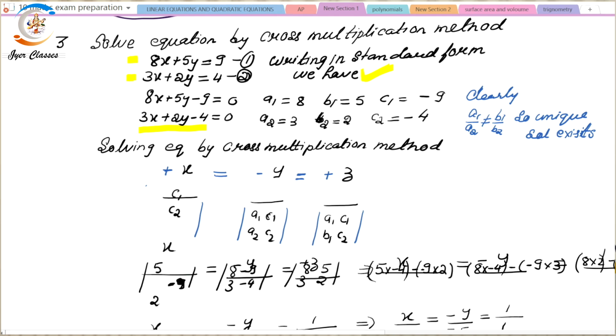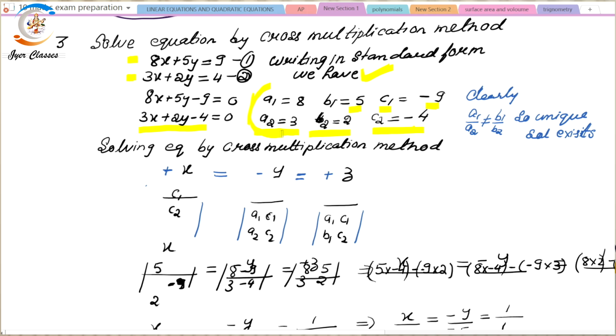So a1 की वैल्यू कितनी मिल गई, 8. यहाँ रो में देखते जाइए, b1 is equal to 5 and c1 is equal to minus 9. What about a2? a2 is equal to 3, b2 is equal to 2 and c2 is equal to minus 4. So हमको यहाँ देख के ही पता चल गया.